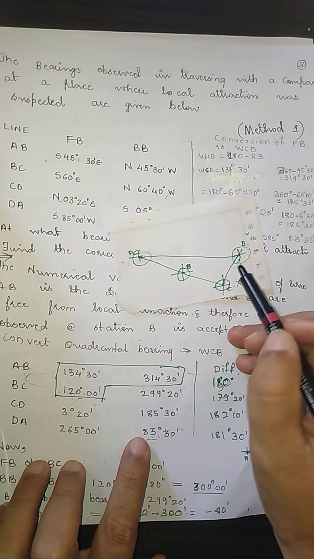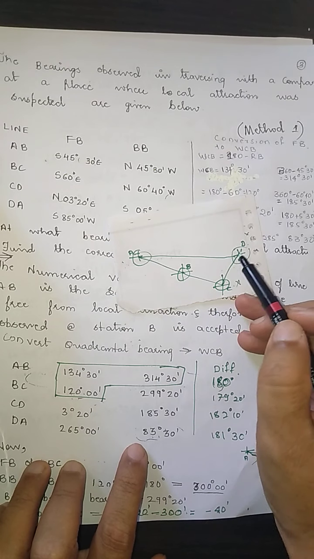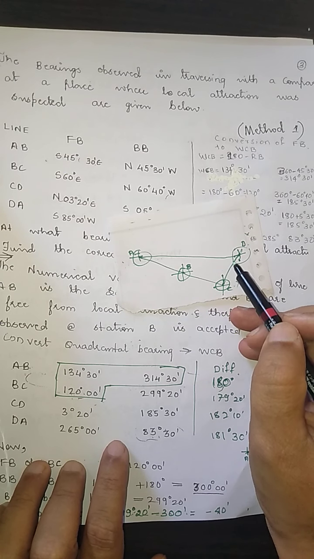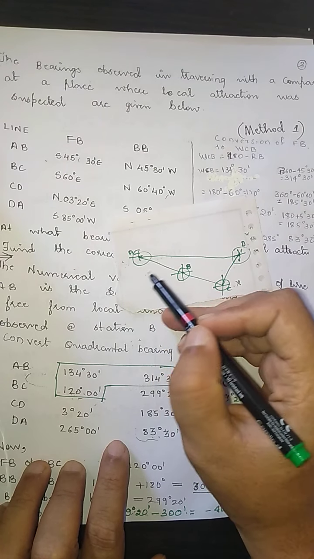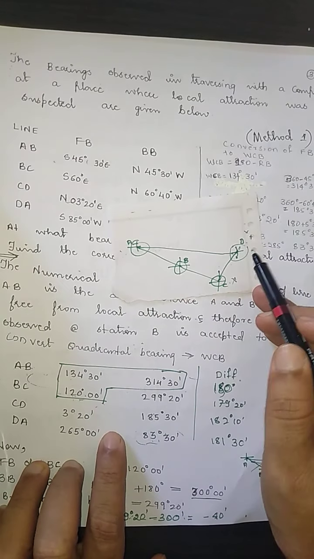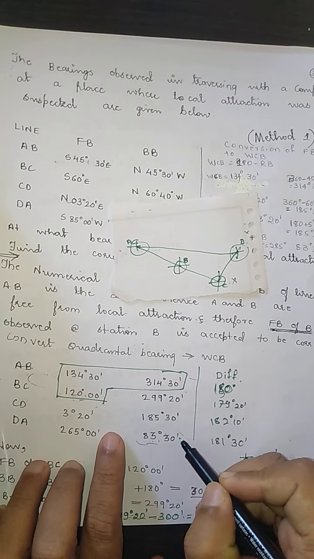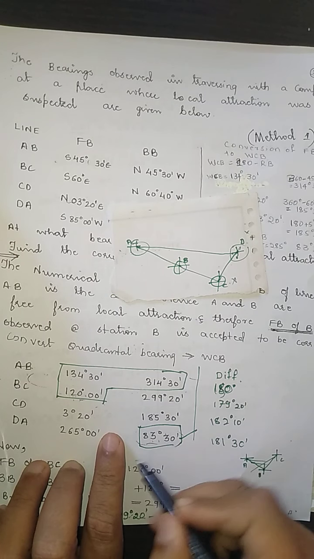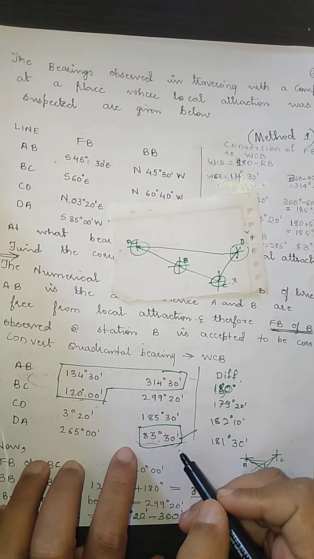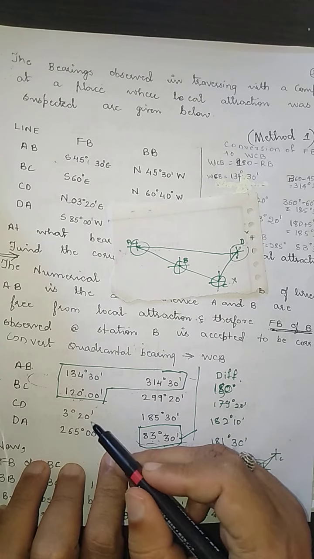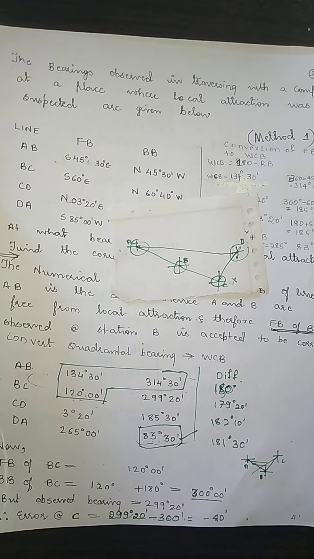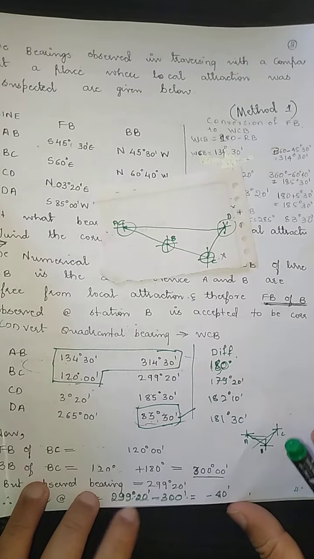Now again DA, the back bearing of the line DA. You are shifting your compass to A and you are going to see the back bearing of the line DA. So it is a correct reading, and we need not change this particular reading. We need to change 1, 2, 3, 4, so 4 readings we need to change. Now we will see how we can do it.